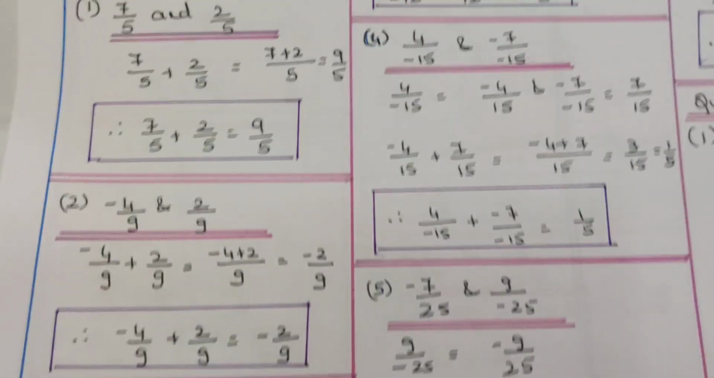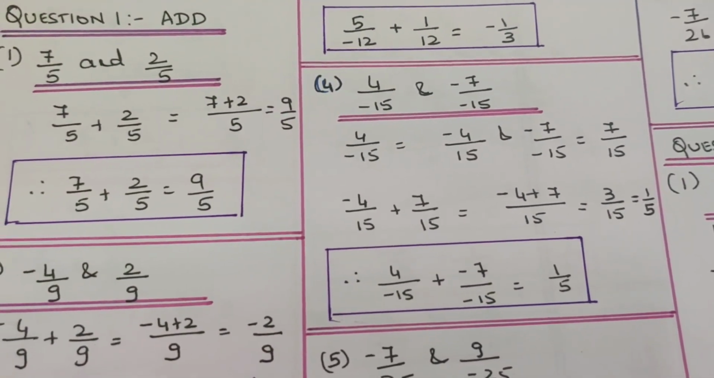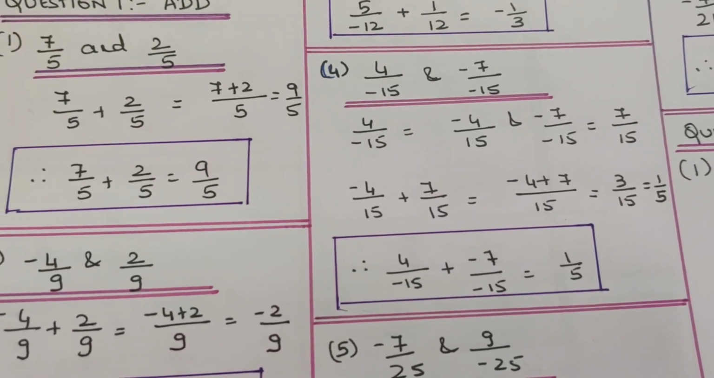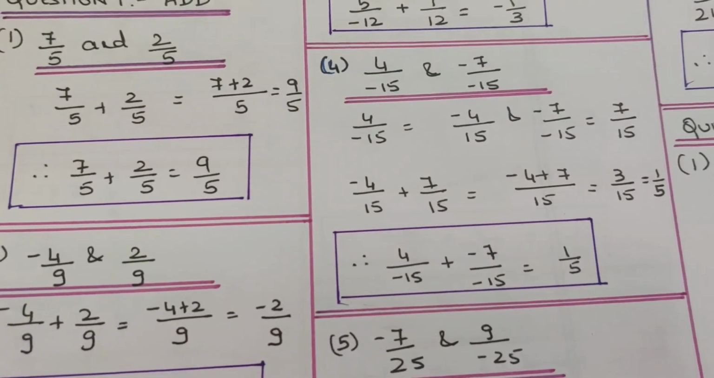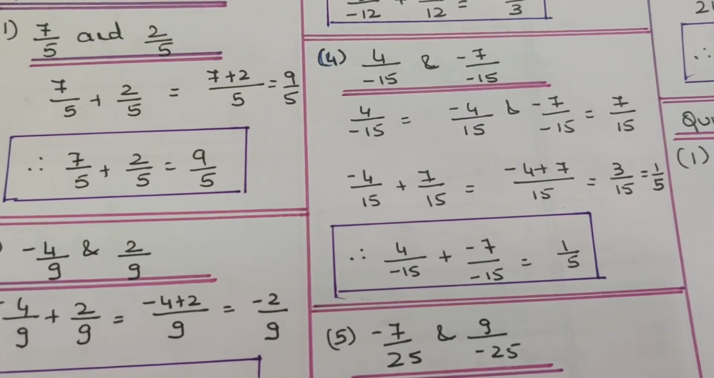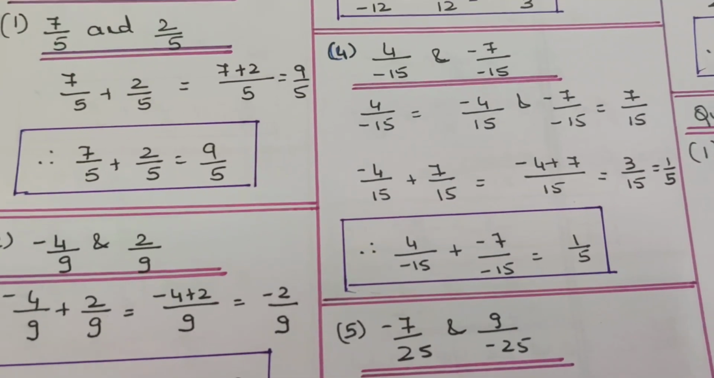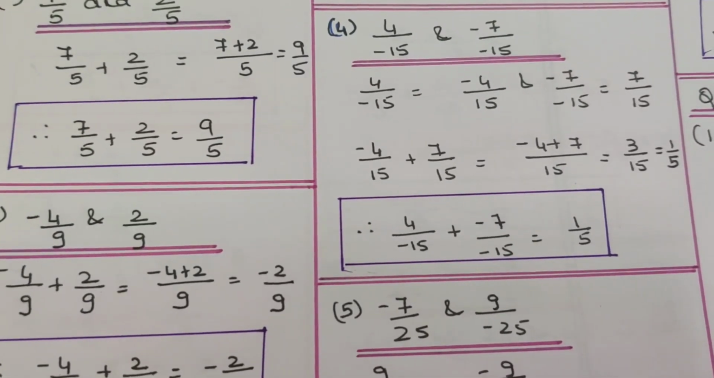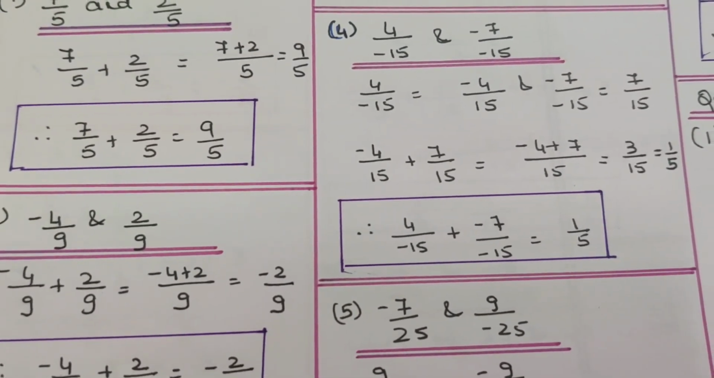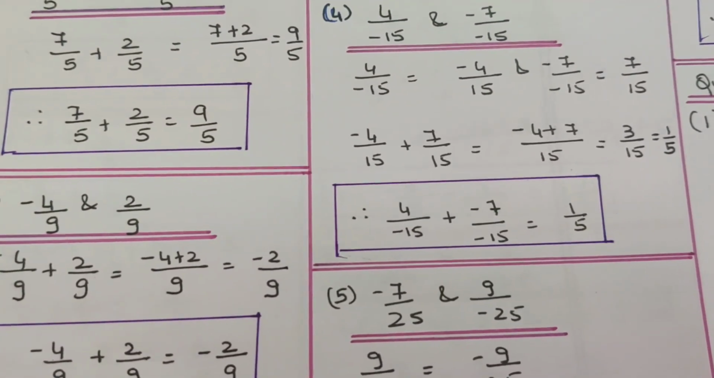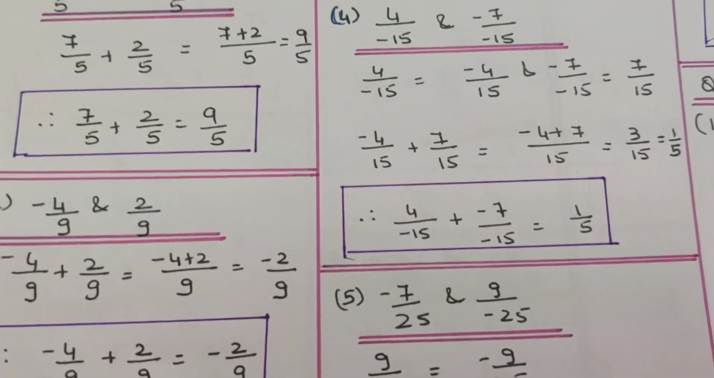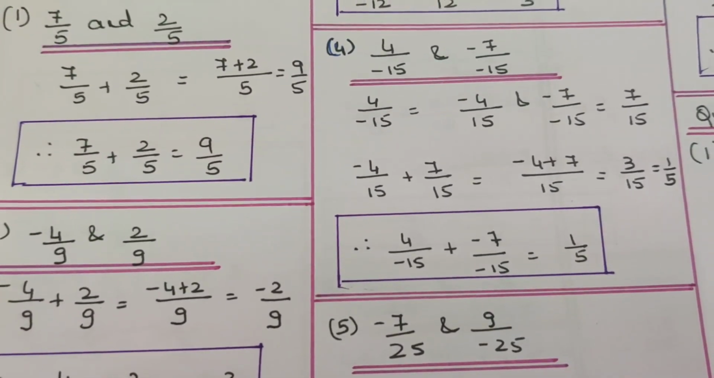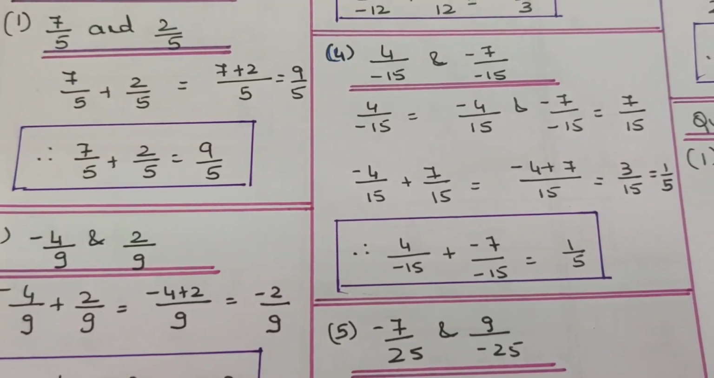Let's move on to question number 4. 4 by minus 15 and minus 7 by minus 15. So 4 by minus 15 can be written as minus 4 by 15. Minus 7 by minus 15 can be written as 7 by 15. So minus 4 by 15 plus 7 by 15 will give you common denominator 15. So minus 4 plus 7 by 15, we get it as 3 by 15. That's nothing but 1 by 5. I'm just giving you a pause for a second so that you can see my calculation. Pretty simple because the denominators are common.